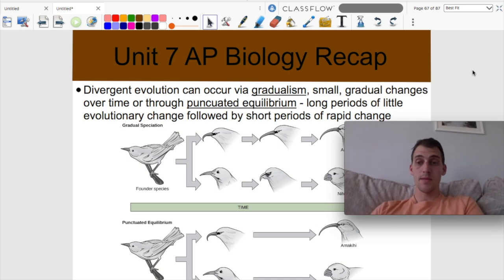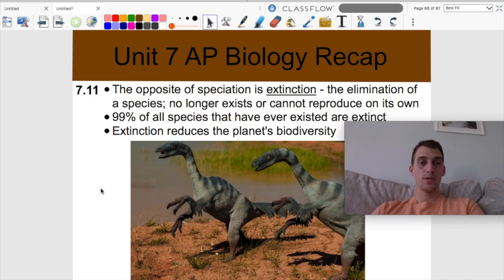The speciation being the main example of that, can occur via what we call gradualism, where small gradual changes over time cause species to become different from each other, or through punctuated equilibrium, where there's a long period of very little evolutionary change, and then there are short periods of rapid, really quick change, depending on, once again, the environment and natural selection. So yeah, gradualism and punctuated equilibrium, those are kind of 2 opposites when it comes to divergent evolution.